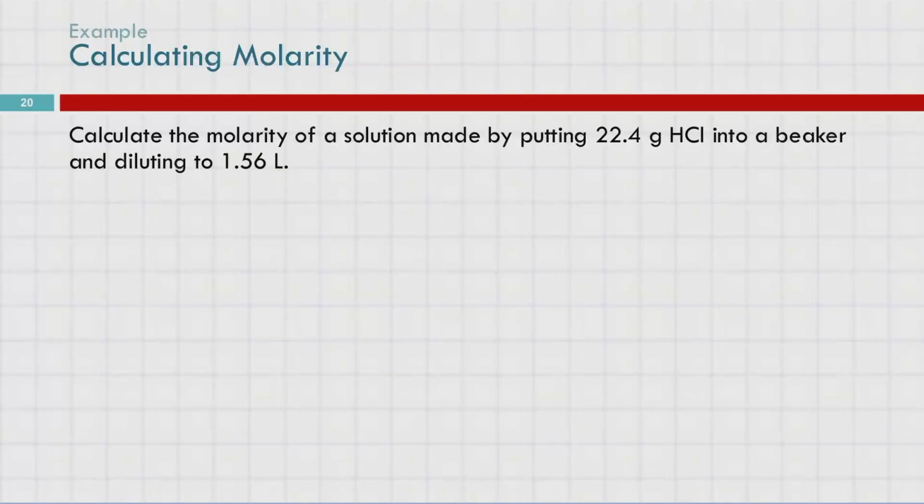All right, calculating molarity. We want the molarity of a solution made by putting 22.4 grams of HCl into a beaker and diluting that up to 1.56 liters. Why are we starting with units of grams?